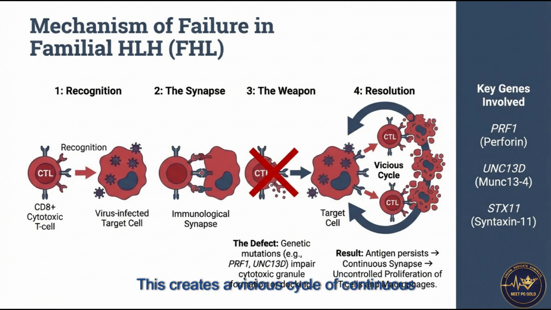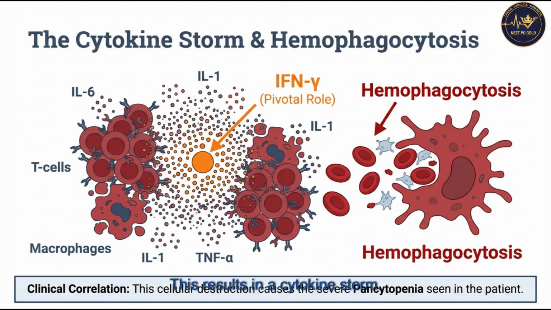This creates a vicious cycle of continuous synapse formation and uncontrolled proliferation of T cells and macrophages. This results in a cytokine storm. The pivotal mediator here is interferon gamma, along with IL-1, IL-6, and TNF-alpha. This storm drives macrophages to become hyperactivated and start eating your own blood cells, that is, hemophagocytosis, which explains the severe pancytopenia we saw in the patient.